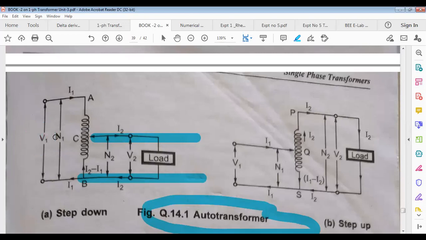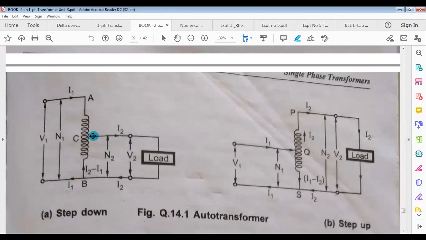Okay, on its body one black color knob is there. As you go on changing this black color knob, the position of this variable point changes, and across these two output terminals turns change, and that's why you get variable AC output voltage.